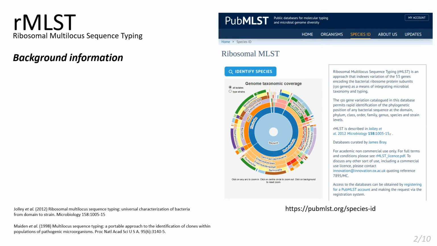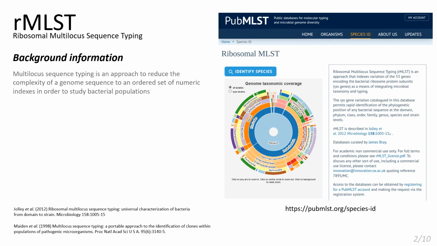Firstly, some background information. Multi-locus sequence typing is an approach to reduce the complexity of a genome sequence to an ordered set of numeric indexes in order to study bacterial populations.